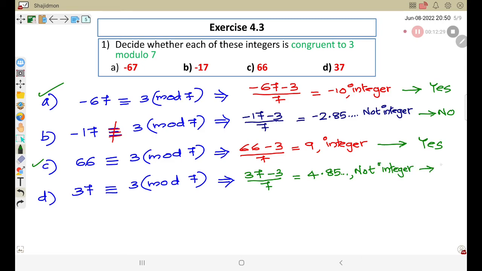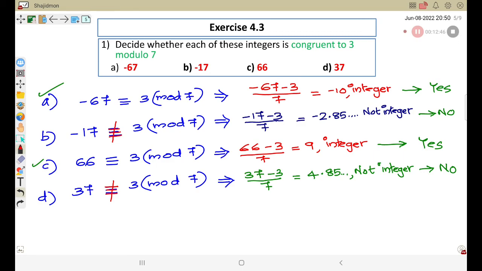So what will be the answer? No, correct? So we need to update the symbol here. We cannot use the congruent symbol. We need to write not congruent. Okay, so it is not congruent. So out of these, 2 are congruent, we can use, another 2 are not congruent.